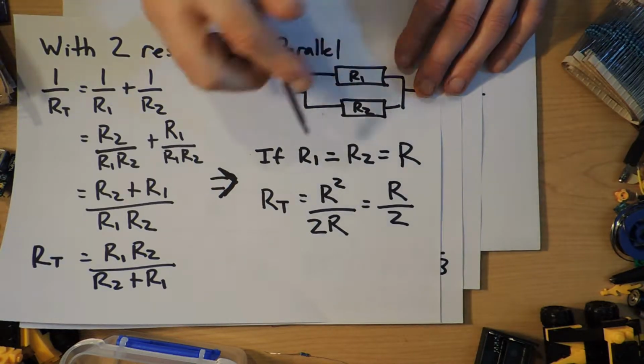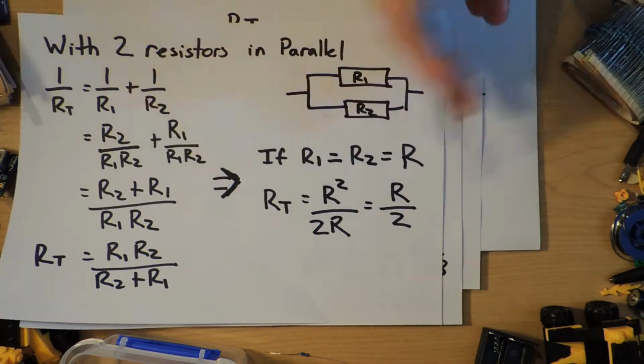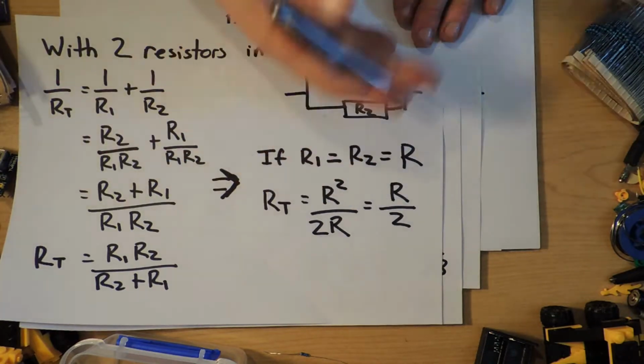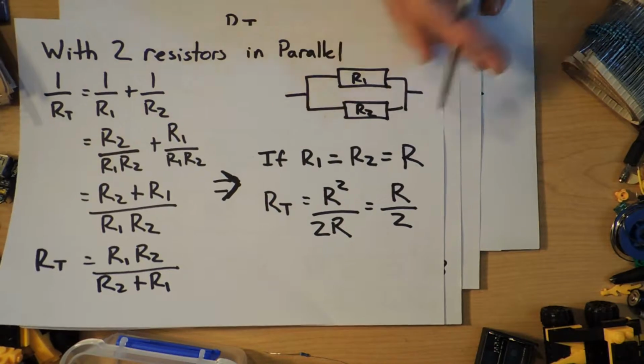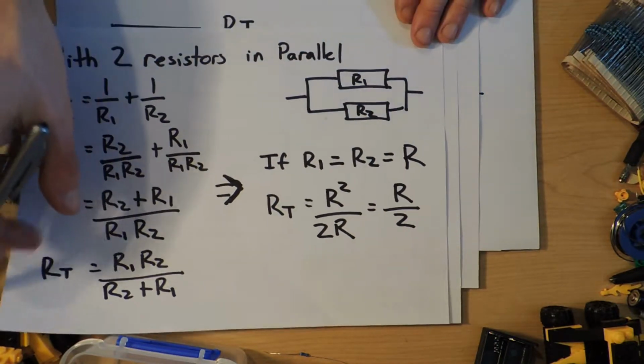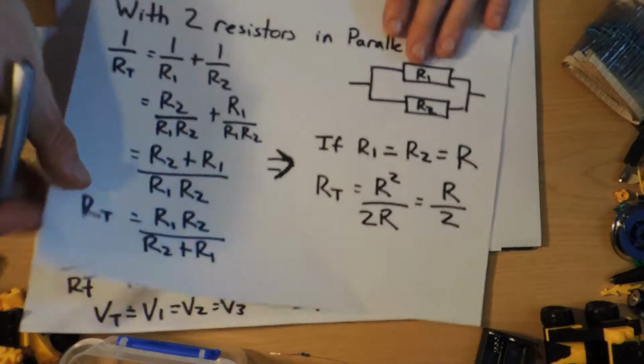So you're always going to get more current going through, and if you get more current going through, then the resistance is lower. That's basically what it means to say the resistance is lower: that you're getting more current through for the same voltage. And now we just have one last thing.